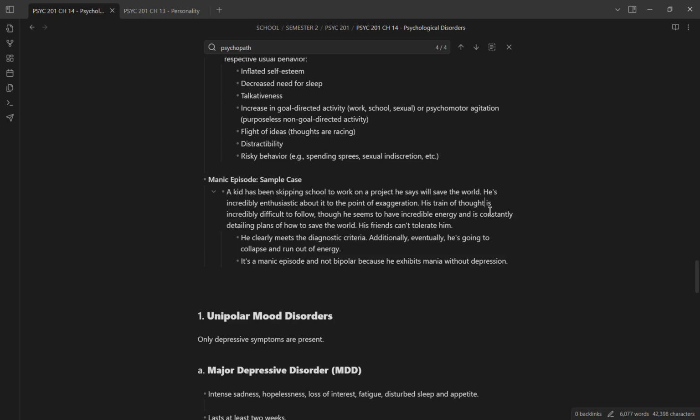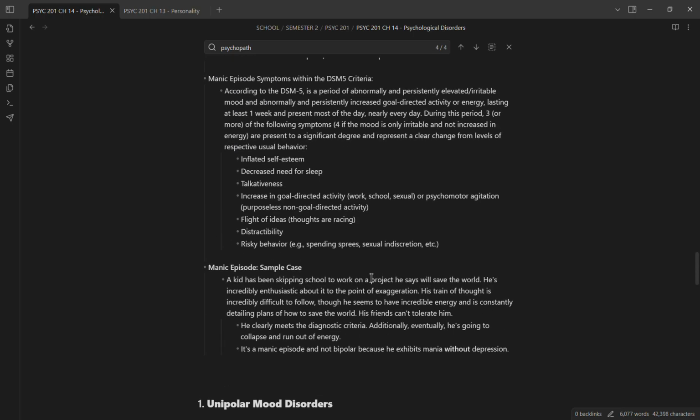It's a manic episode, not a bipolar episode, because again, he exhibits mania without depression, right? Bipolar, you need some of these right side symptoms that are all happier, more energetic, up until manic, and some of these left side symptoms, which are sad, up until depressed, up until suicidal, right? So, we understand mania.